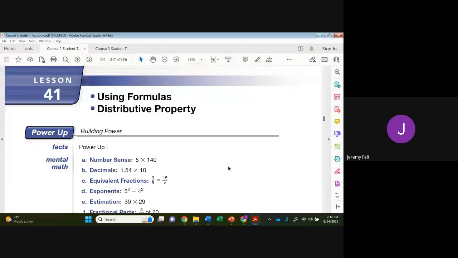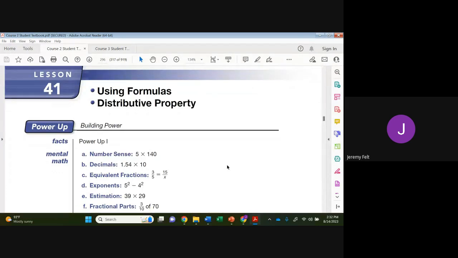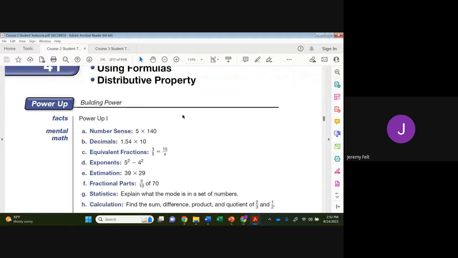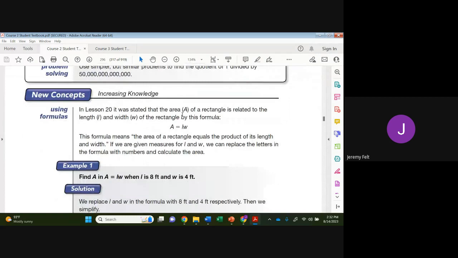So lesson 41, okay, we're using formulas and the distributive property. Okay. So a formula, we've worked with those primitive formulas, area formulas, volume, different things like that. That is just a formula. So for this one, if we're looking at a rectangle, capital A is for area, and then L and W, length and width. So the area of a rectangle is length times width.